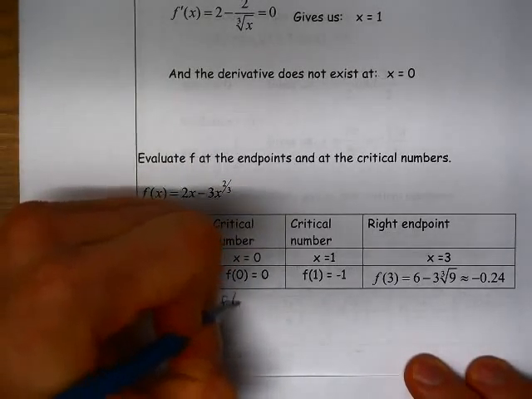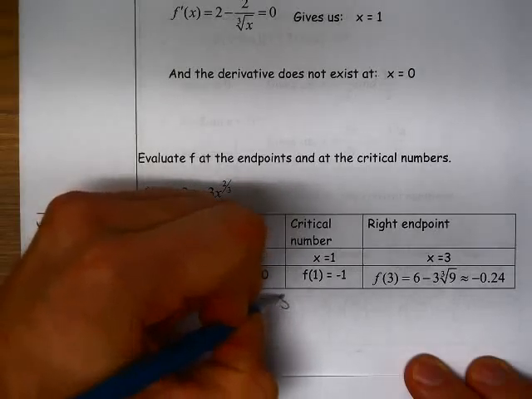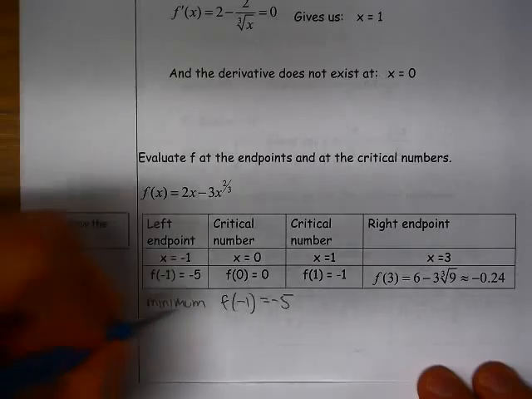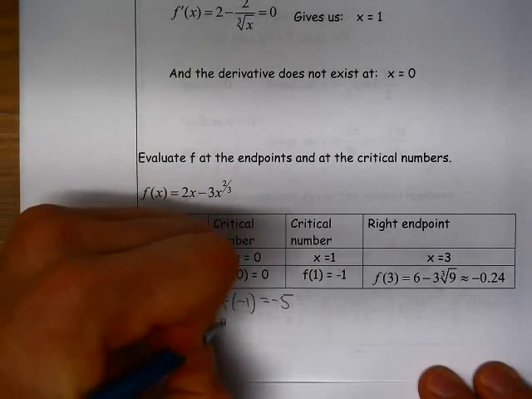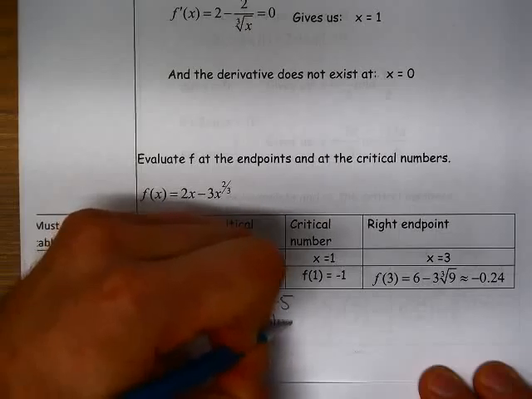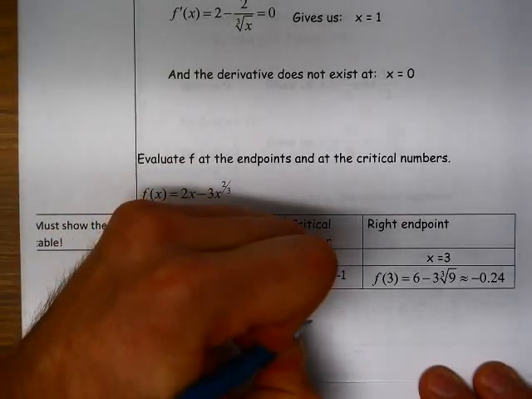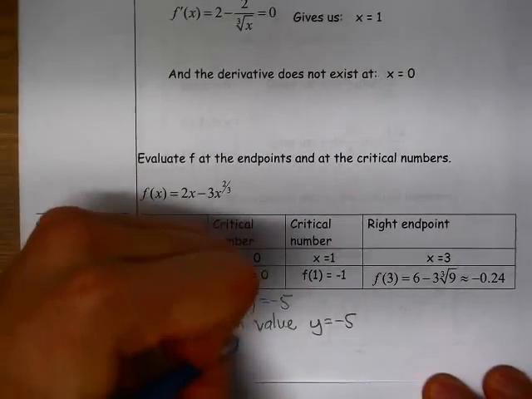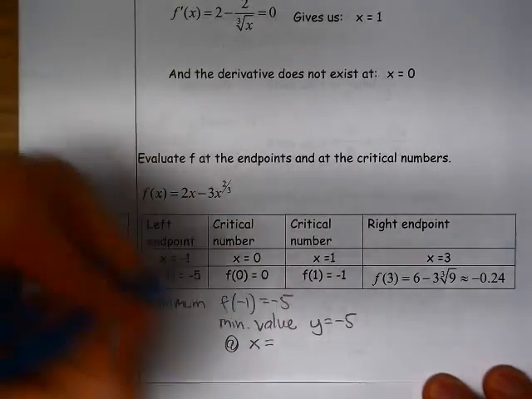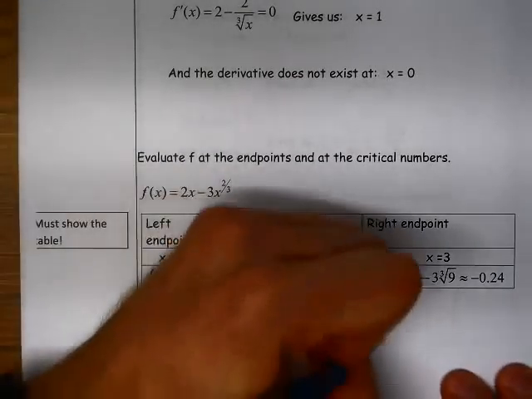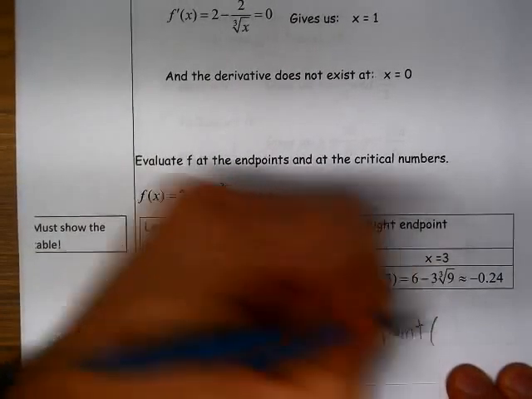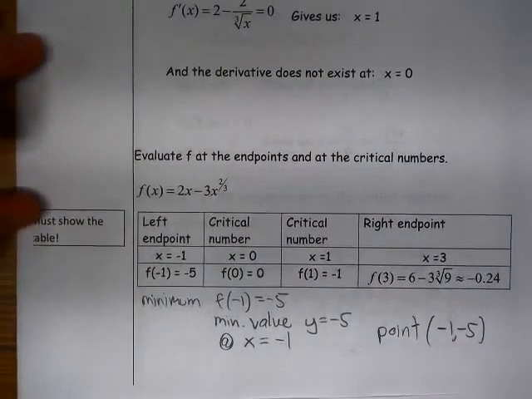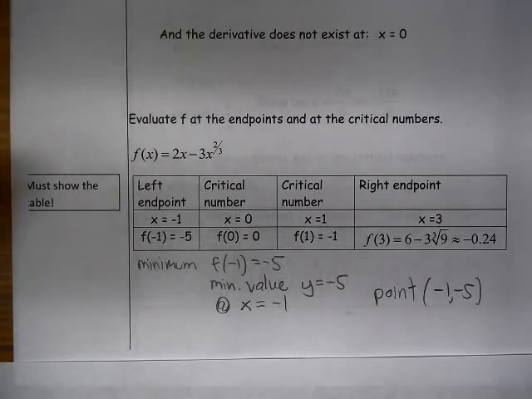at x equals -1. So we can talk about what the minimum value is. The minimum value is the y value. It's located at x equals -1, and it's located at the point -1, -5.